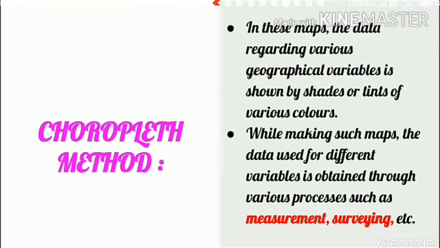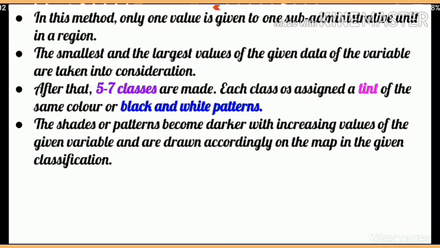The second type of distribution map is the choropleth method. In these maps, the data regarding various geographical variables is shown by shades or tints of various colors. While making such maps, the data used for different variables is obtained through various processes such as measurement, surveying, etc. In this type of method, only one value is given to one sub-administrative unit in a region. The smallest and the largest value of the given data of the variable are taken into consideration.